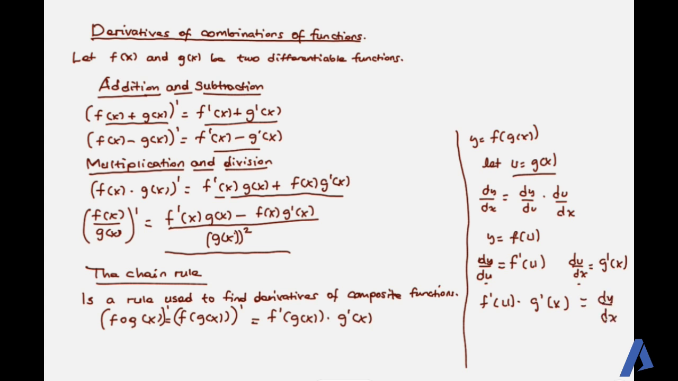So we substitute the function of x in place of u, and dy by dx is equal to f derivative of g of x multiplied by g derivative of x. So in this way we can find the derivative of a composite function.